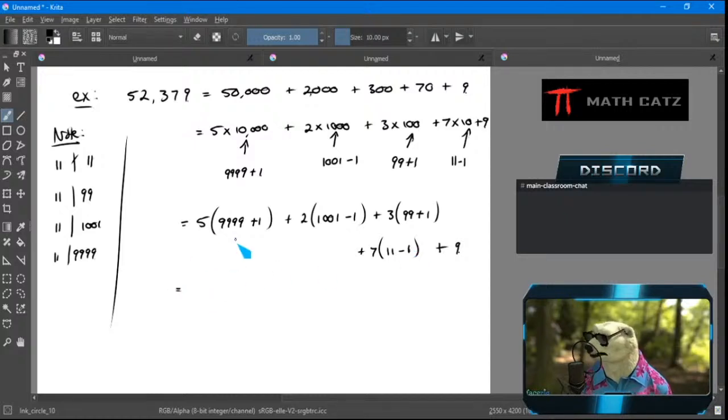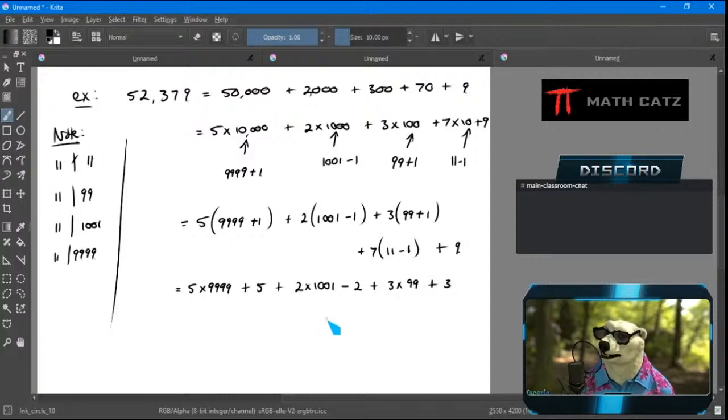Now I'm going to multiply the front numbers in. 5 times 9999 plus 5, 5 times 1. Then 2 times 1001 minus 2 because it's a minus. Then plus 3 times 99 plus 3. And then I have 7 times 11 minus 7 and plus 9. Okay.